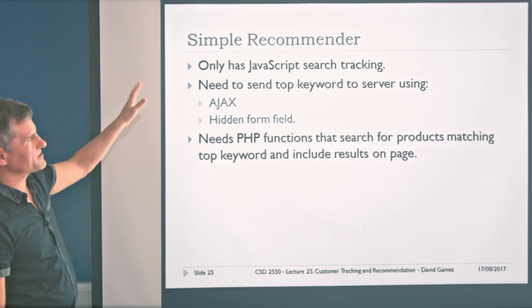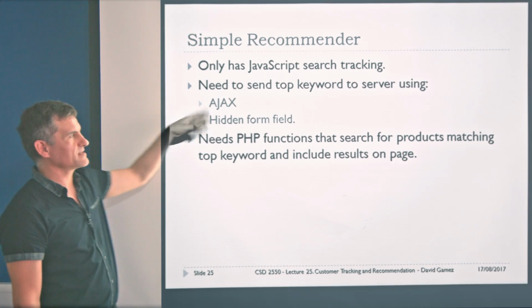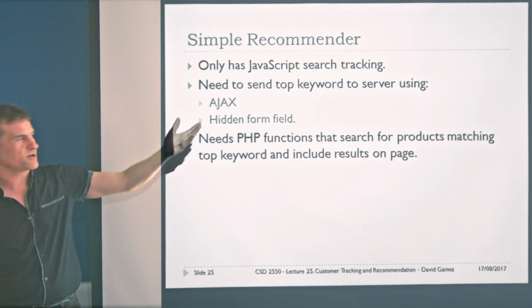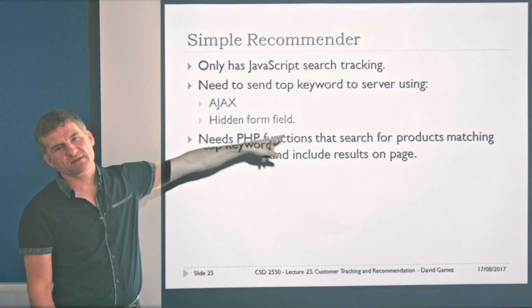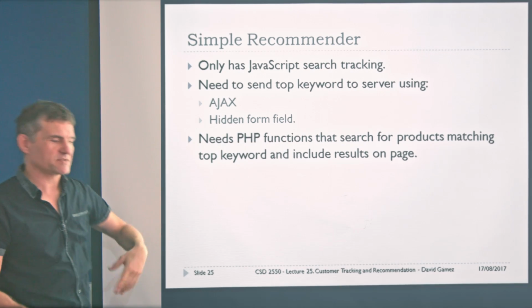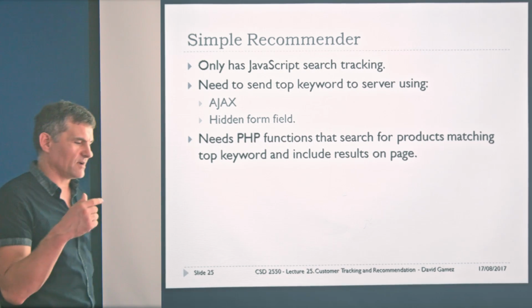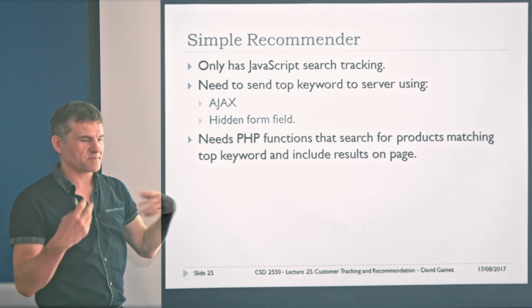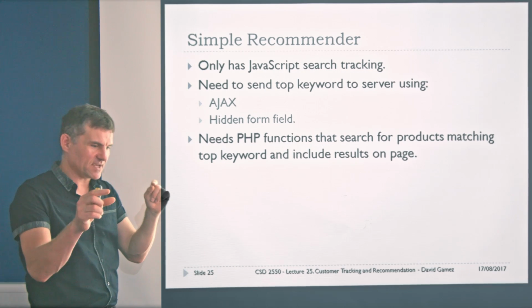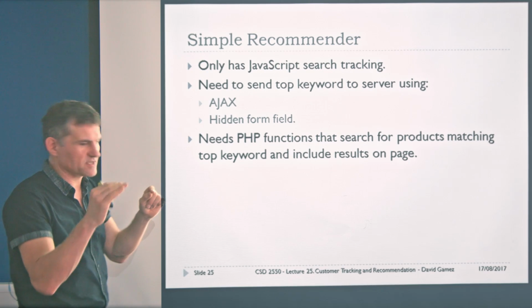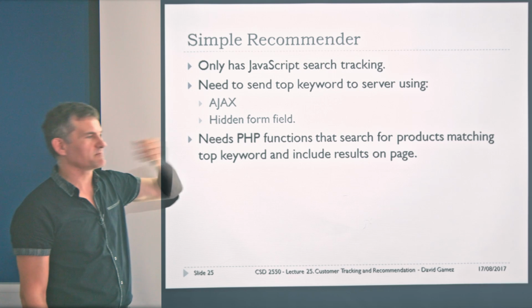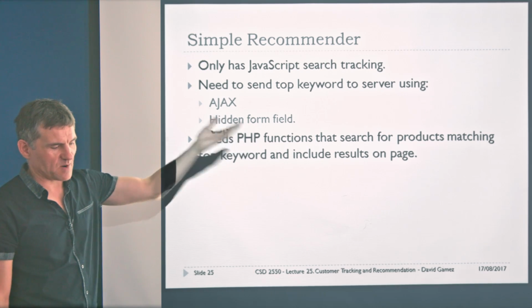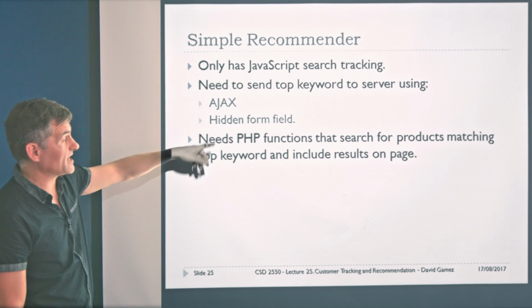So this is only JavaScript search tracking. As I said, you need to do something to actually get the products. Maybe you could send it to the server using AJAX, or if you want to use the more traditional approach where you're sending forms, you could use a hidden form field. You could update an input of type hidden and set the value to the most popular keyword, and then whenever the customer submitted that form, the website that returned could use it.